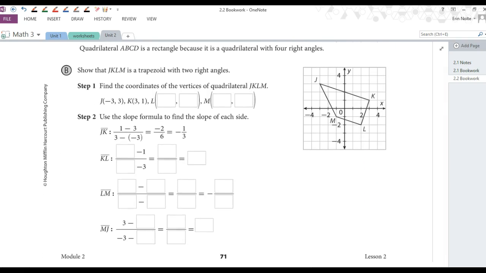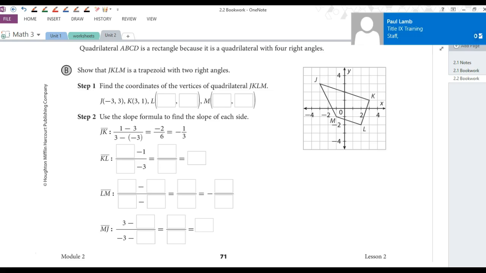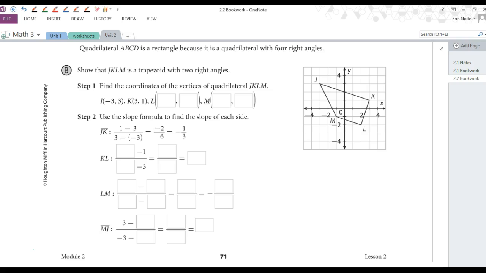Okay, so for B, this is something you might want to consider writing down. We're going to take this particular trapezoid, and it has 2 right triangles. First it gives us J is (-3, 3), which is shown. K is (3, 1). L is (2, -2). M is (-1, -1).